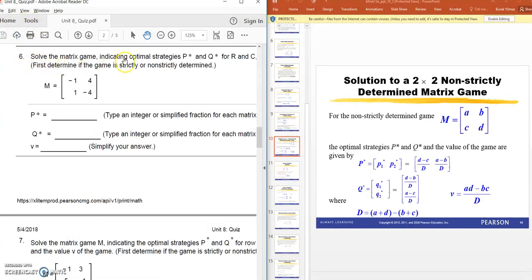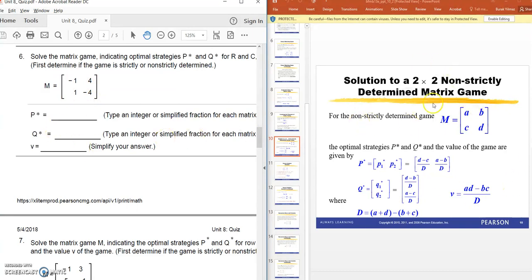So number 6, solving this matrix game and finding optimal strategies. This is a non-strictly determined game. Let's determine that. In row 1, the minimum value is -1, so circle that. Row 2, minimum is -4, circle that. In column 1, the largest value is 1, box that. In column 2, 4 is largest, box that. So there's no entry that is circled and boxed at the same time, no saddle point, so it is a non-strictly determined game.